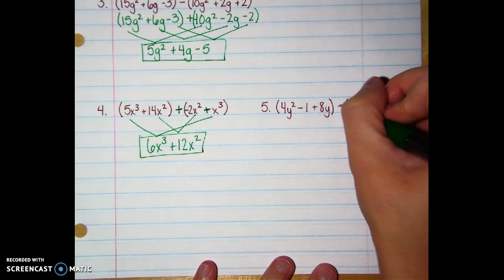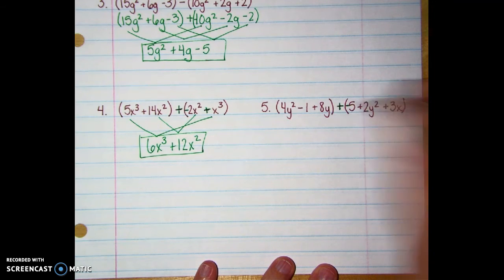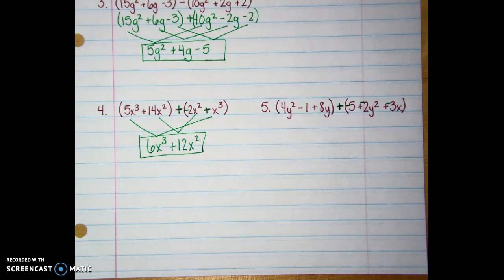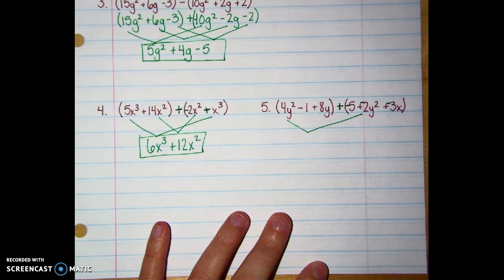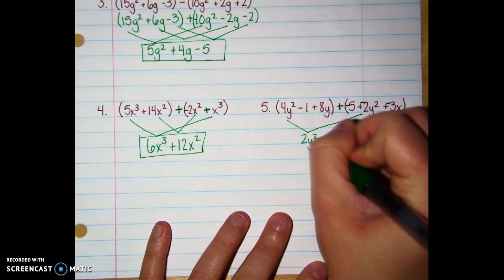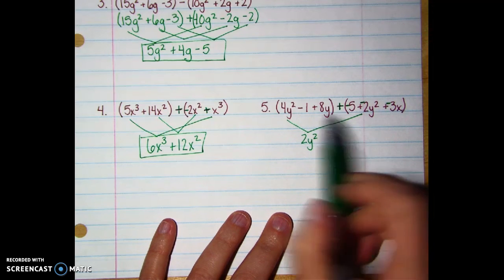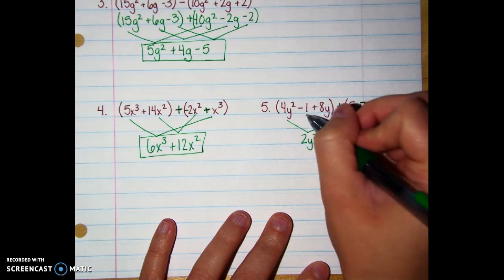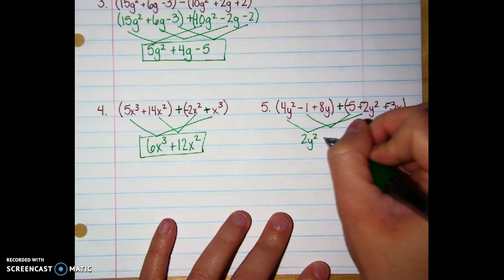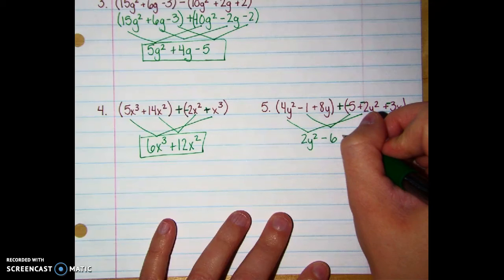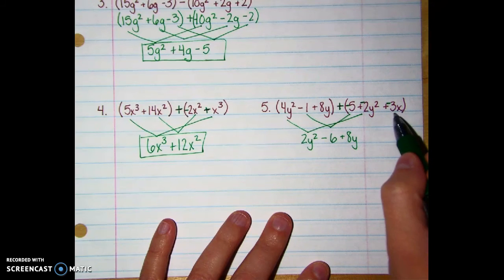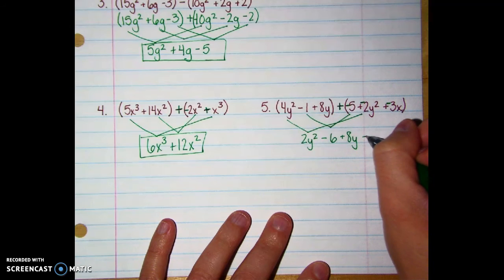Last one, I'm going to change this to adding. Change this to a negative 5, a negative 2, and a negative 3. Okay, let's do this. 4y squared minus 2y squared is 2y squared. Let's see. I'll just go in order here. Negative 1 minus 5 is negative 6. 8y does not have anything to go with, so that just stays as a positive 8y. And negative 3x doesn't have a buddy, so that just stays the same.